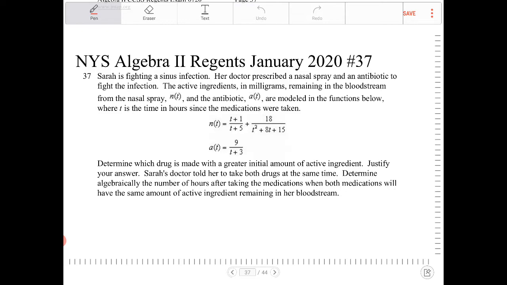Okay, so to determine the initial amount of active ingredients, what does it mean to be at the initial? Like, what moment in time is that? So initial implies that t is equal to 0. So if that's the case, we're going to find out what is the value of n of 0 as well as the value of a of 0. So n of 0, what will that be?